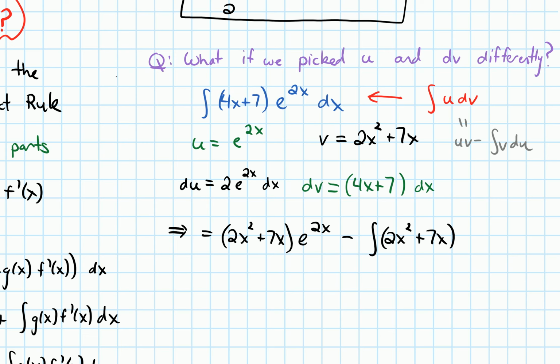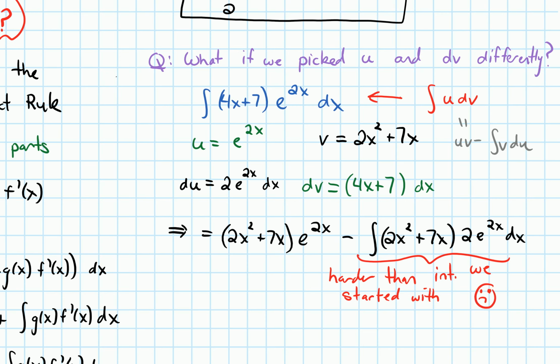And then du is 2e to the 2x dx. Okay, so now we have to figure out what this integral is: the integral of 2x squared plus 7x times this exponential thing. And that's harder. This integral is harder than the integral that we started with. Oops, sorry, let's write that better. Harder than we started with. So I'm going to put a sad face here. So this choice of u and dv made my integral harder.